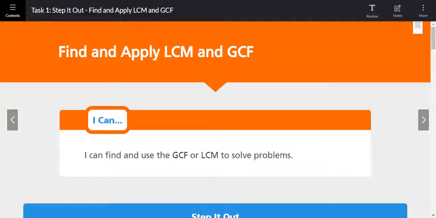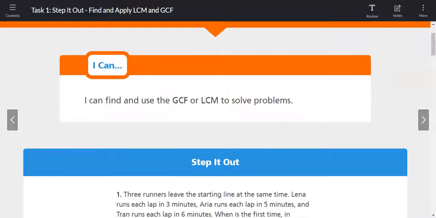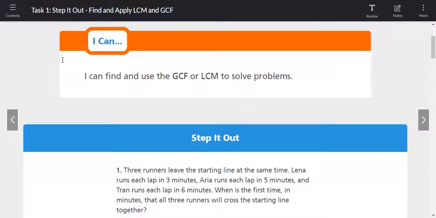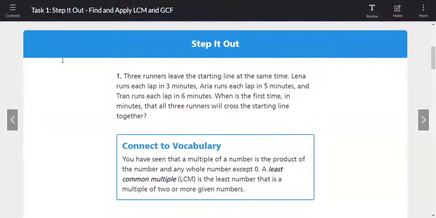Okay, we're in Module 2, Lesson 3, Find and Apply LCM and GCF. The I can statement is: I can find and use the GCF or LCM to solve problems. And remember, we did this last week, and we did tic-tac-toe to find these things. So let's look at number 1.